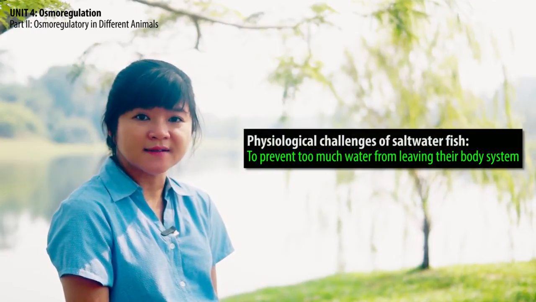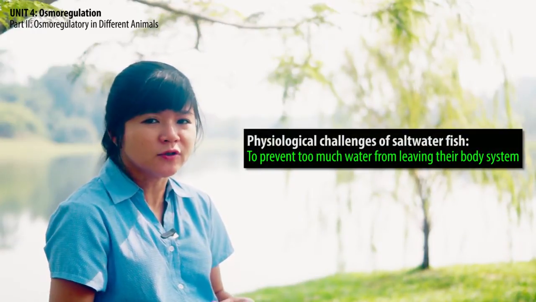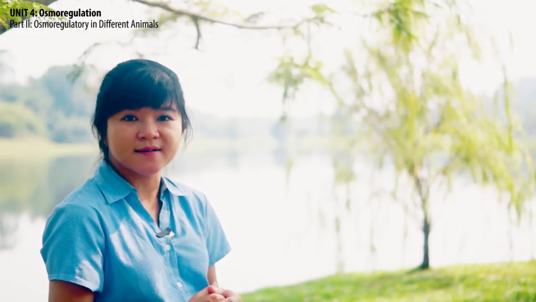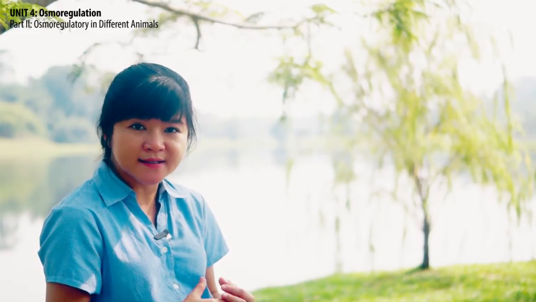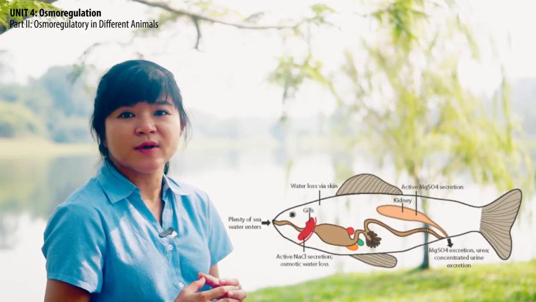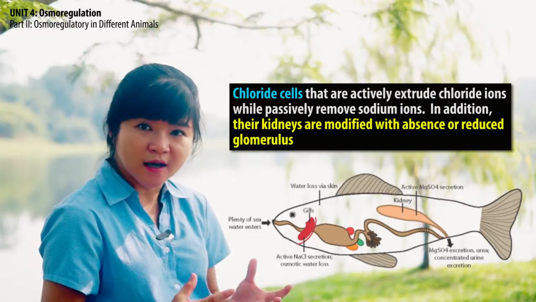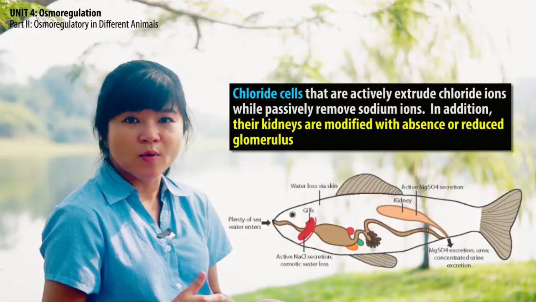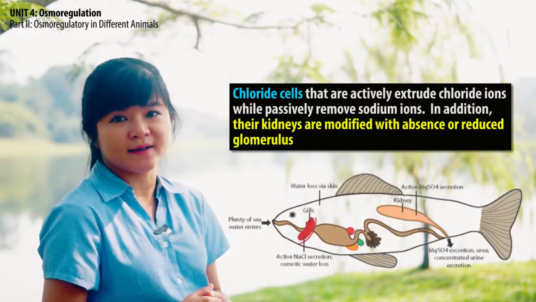Saltwater fish face the biggest challenge to prevent too much water from leaving their body system. So how do they cope with this problem? Water and salt ions are usually obtained by drinking seawater. To get rid of high salt ions but prevent water loss, saltwater fish gills contain chloride cells that actively extrude chloride ions while passively removing sodium ions.